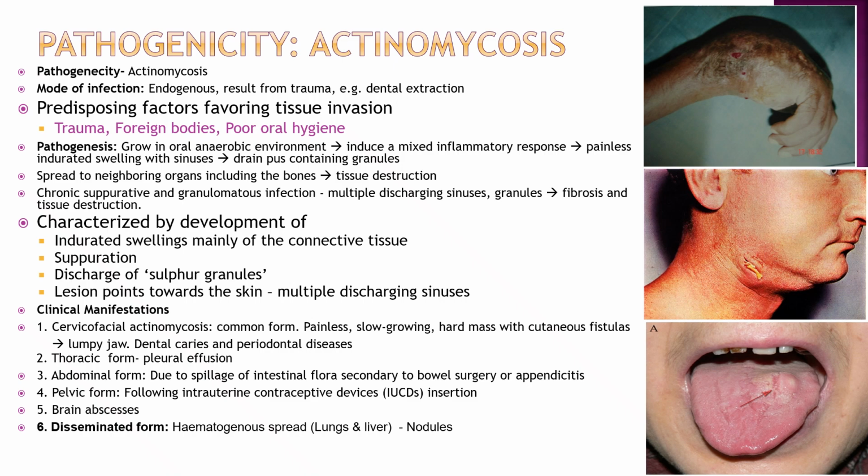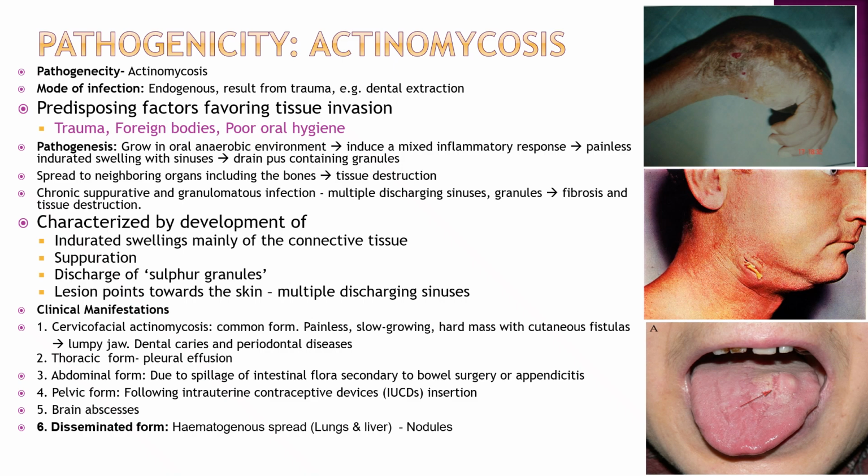Pathogenesis: they grow in the oral anaerobic environment and induce a mixed inflammatory response, with painless indurated swelling with sinuses that drain pus containing granules. They spread to neighboring organs including bones, causing tissue destruction. It is a chronic suppurative and granulomatous infection, with multiple discharging sinuses containing granules. Then they cause fibrosis and tissue destruction, characterized by development of indurated swellings, mainly of the connective tissue, suppuration and discharge of sulfur granules. The lesion points toward the skin, with multiple discharging sinuses.